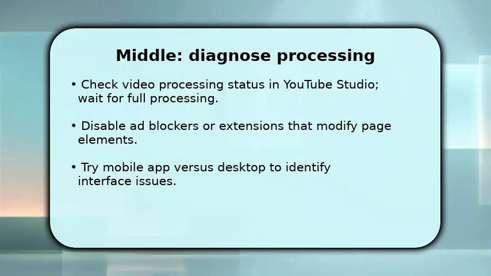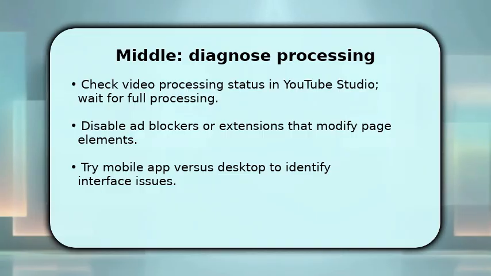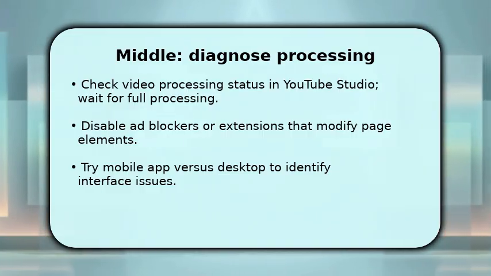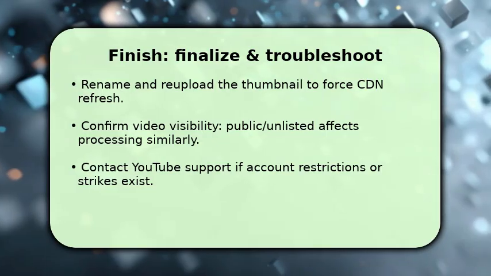Once you've narrowed that down, test the mobile YouTube app and a different device to see whether the problem is browser-specific. If the thumbnail shows elsewhere, you've isolated the client. Next, reinstall or update the problematic browser. Finish by forcing a fresh thumbnail cycle and checking account health.